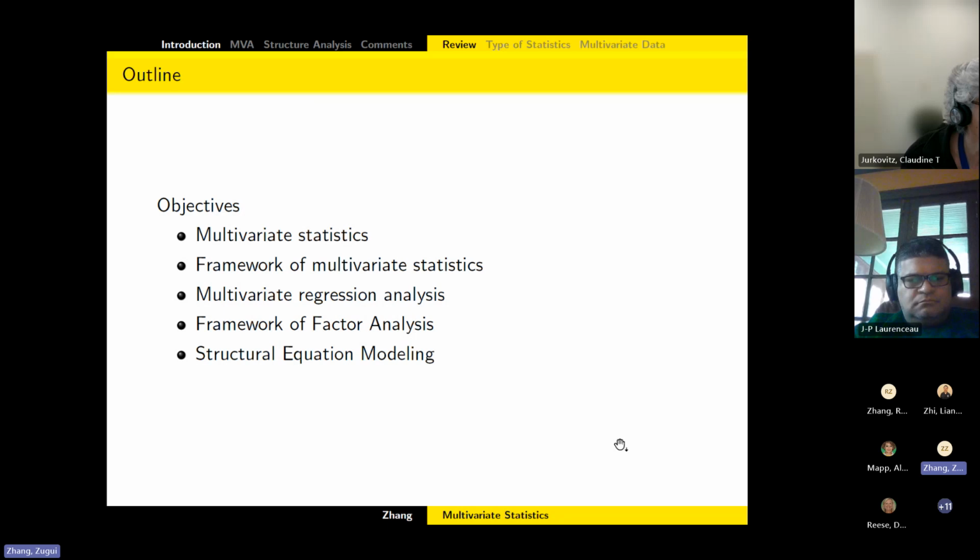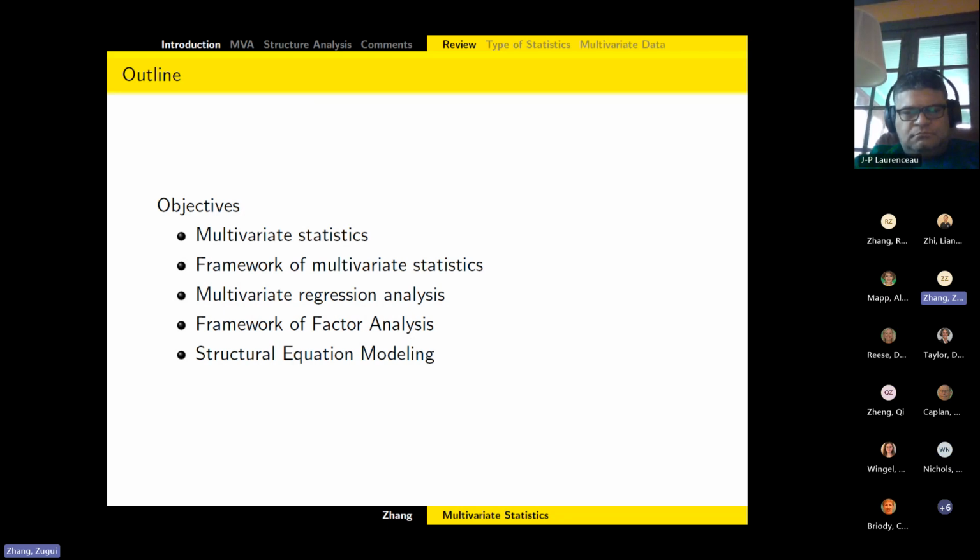Today, I'm going to talk about the basic concepts related to multivariate statistics, the framework of multivariate statistics. First, I'll talk about multivariate regression analysis. And then I will talk about the framework of structure analysis, focusing on factor analysis, and give some ideas about structural equation modeling.